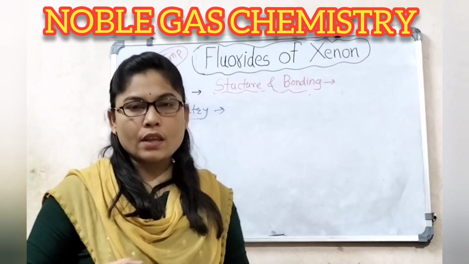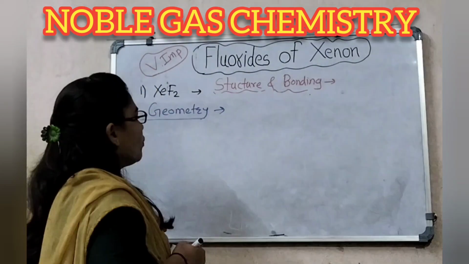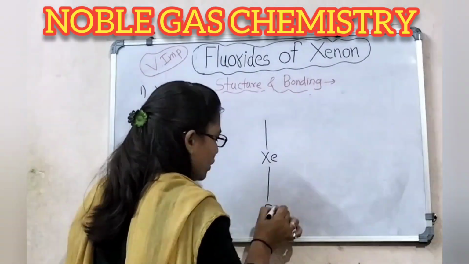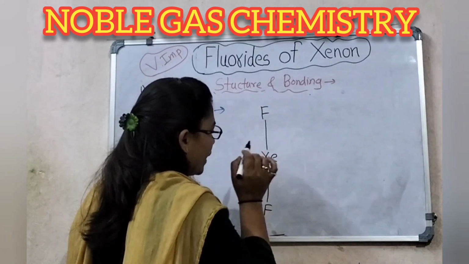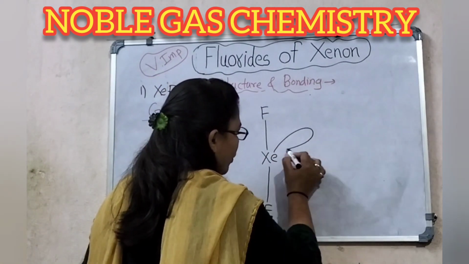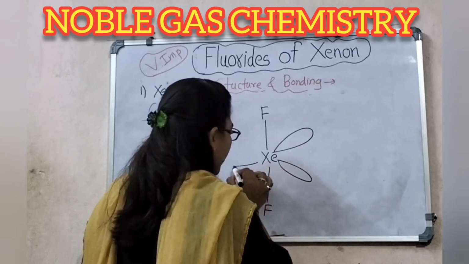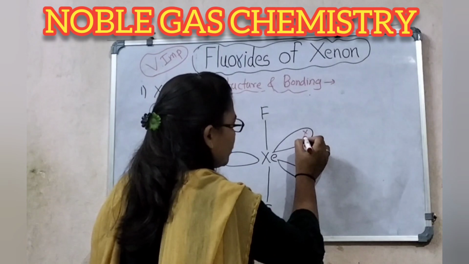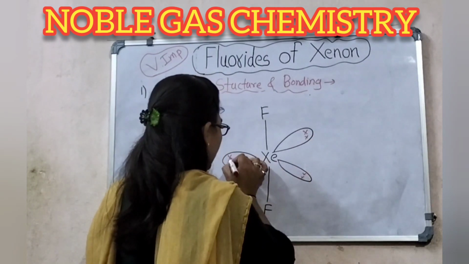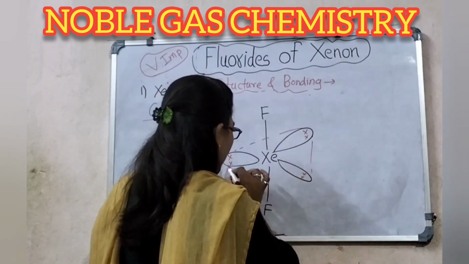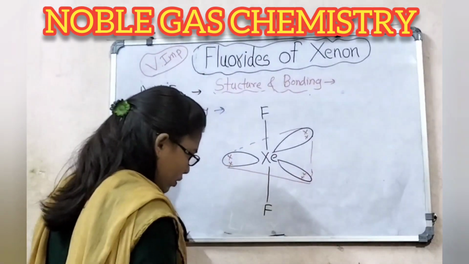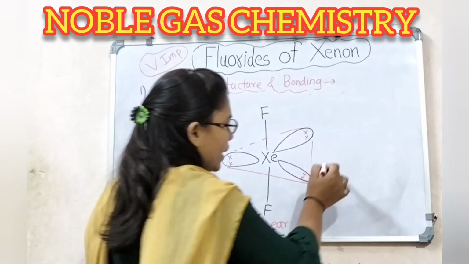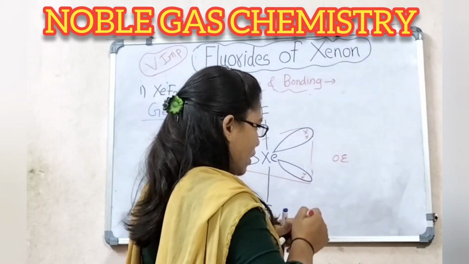Geometry. When we see the geometry of xenon difluoride, one atom of xenon and two atoms of fluorine lie on a straight line, while three equatorial positions are occupied by lone pairs. Therefore, the possible geometry of xenon difluoride is linear. We can write it like this.